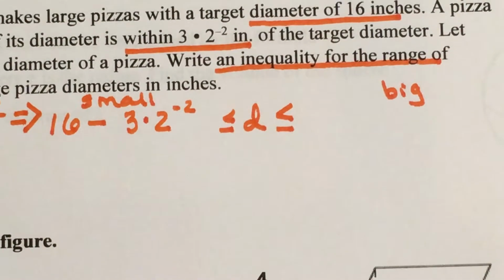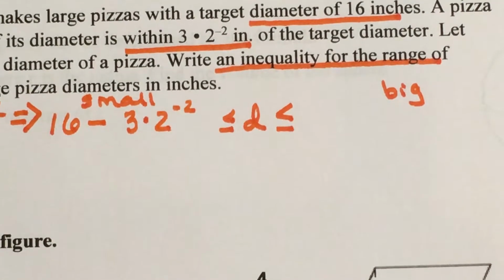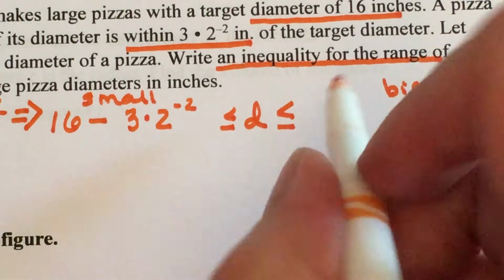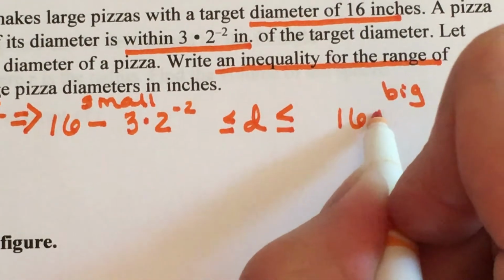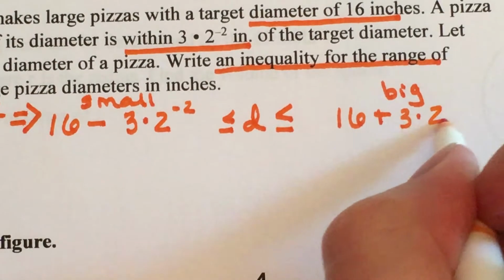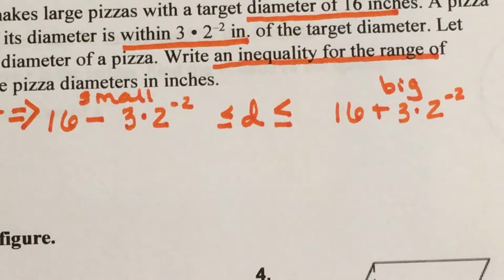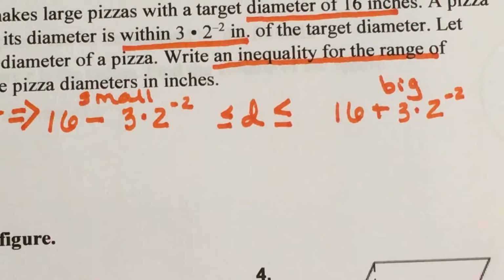So if it's too big, we have to make it grow. And if it's growing, then we would add on to the perfect 16. So here's the perfect 16, and we are going to add on this acceptable adjustment. All right. So that's the range. I mean, that's it.